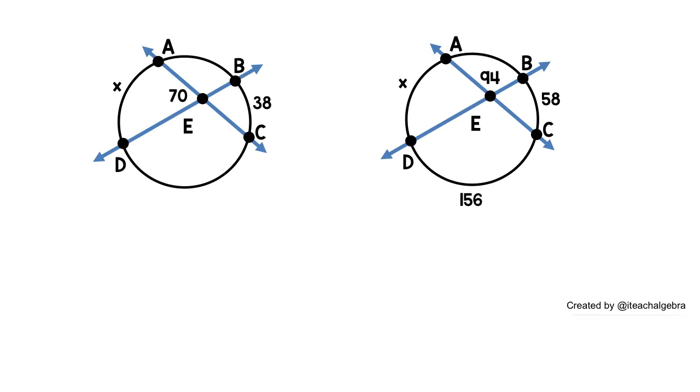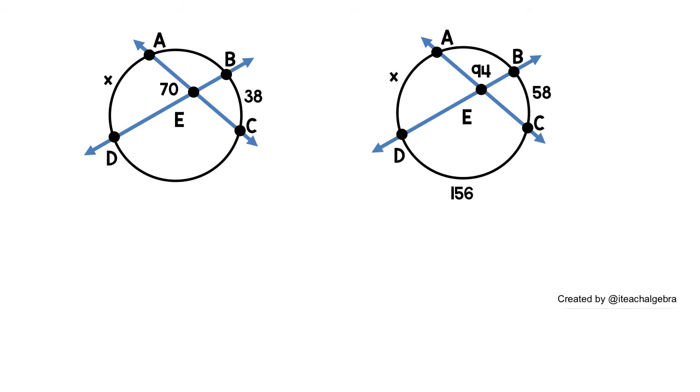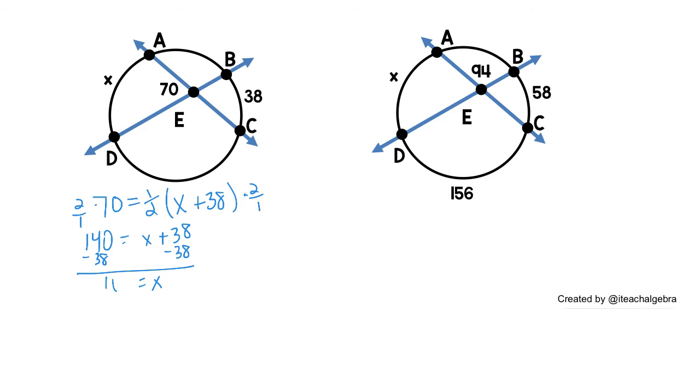Few more here. Same idea, but this time we want to know the arc, and we're given one of the angles. We're just going to plug in what we know. We know this angle is equal to half the intercepted arc, which is X, and the arc from the congruent vertical angle, which is 38. Well, I'm going to multiply by 2 and get rid of this 1/2. I'm going to multiply by that reciprocal, which is 2 over 1. So 140 is X plus 38. I can subtract 38 from each side, and I get X is 102.